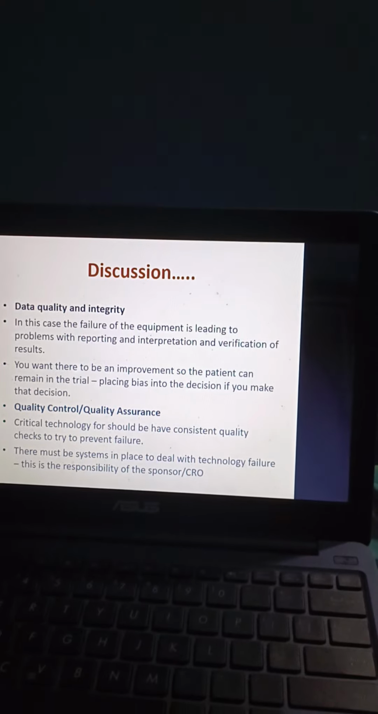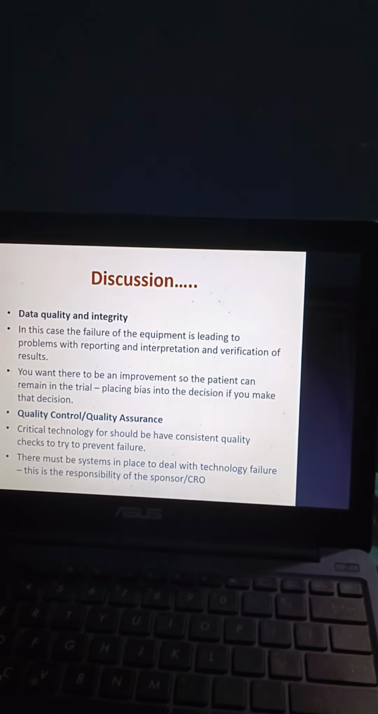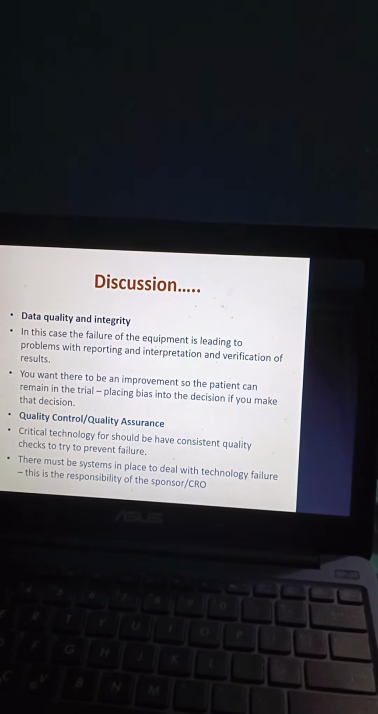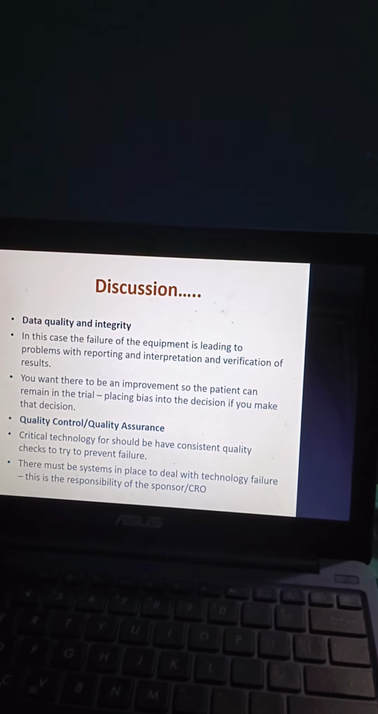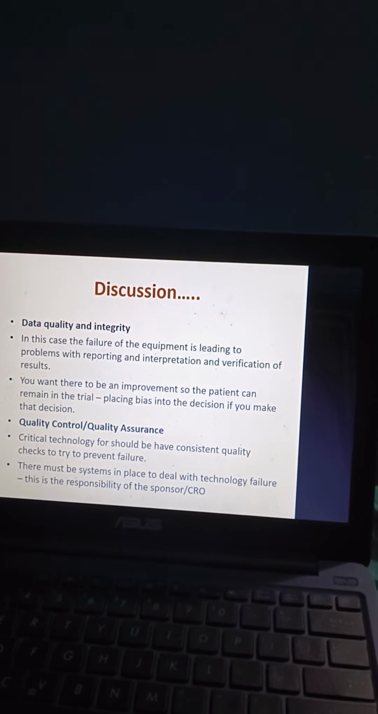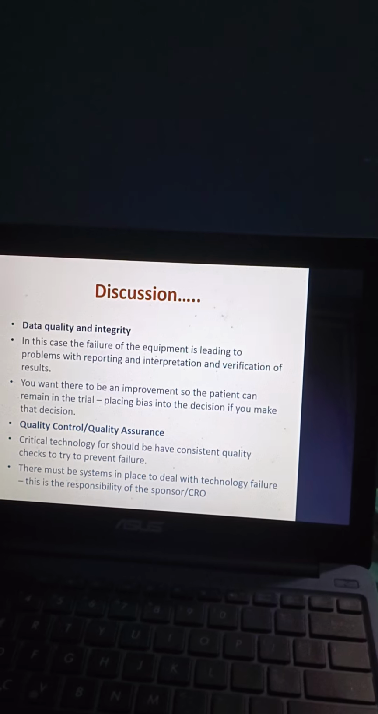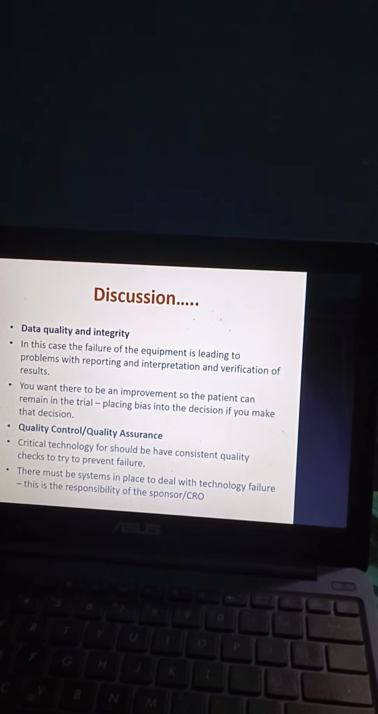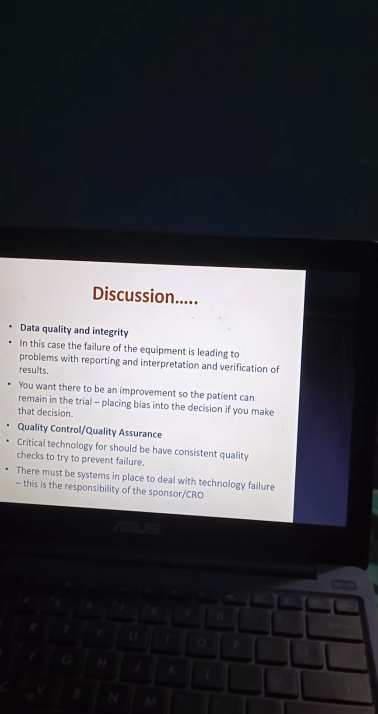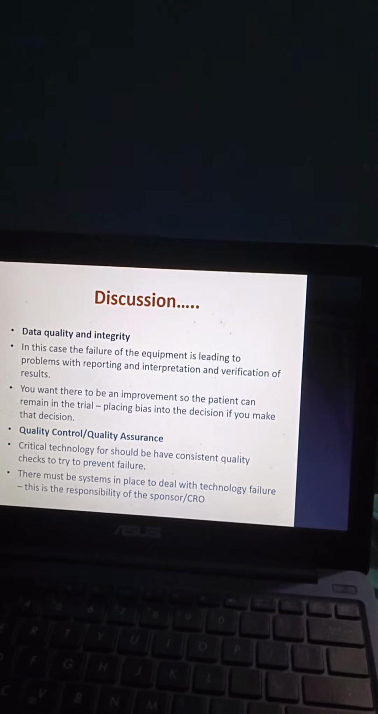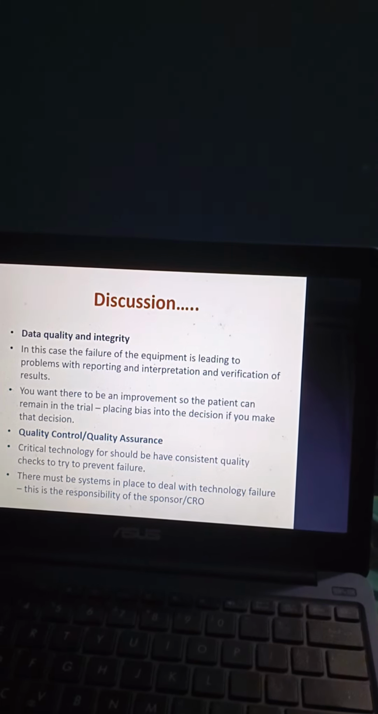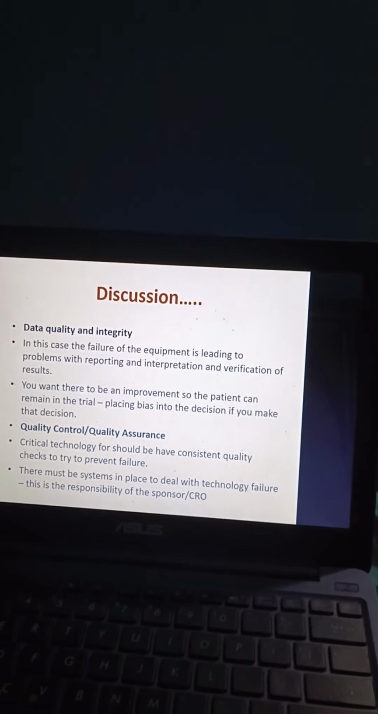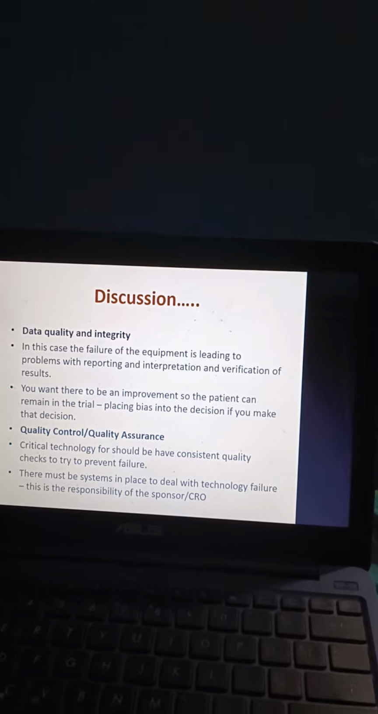Coming to discussion. Data quality and integrity. In this case, the failure of the equipment is leading to problems with reporting and interpretation and verification of results. You want there to be an improvement so the patient can remain in the trial, placing bias into the decision if you make that decision. Quality control and quality assurance. Critical technology should have consistent quality checks to try to prevent failure. There must be systems in place to deal with technology failure. This is the responsibility of the sponsor and CRO, contract research organization.